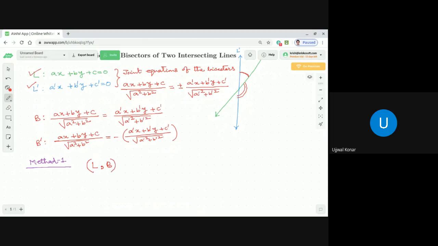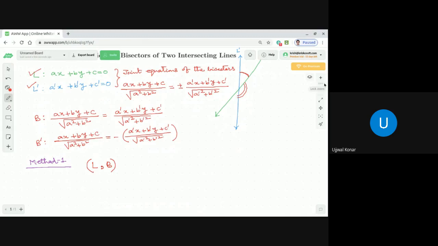You can take any one straight line between L and L dash, and any one bisector between B and B dash. Now we took L and B. You can take L, B, L, B dash, L dash B, or L dash B dash, whatever. After taking these two, we can find an angle between them.